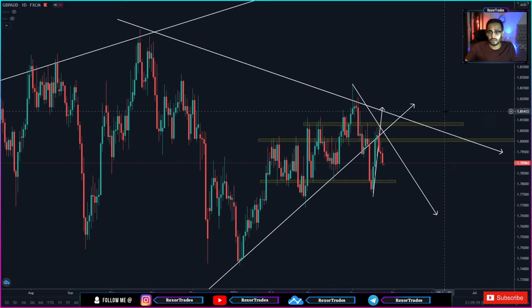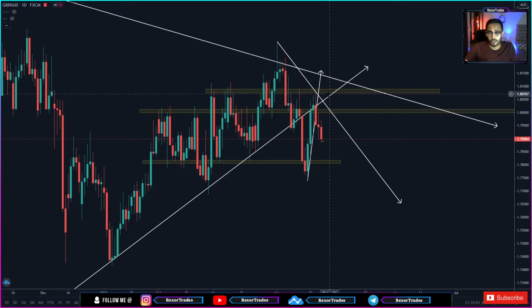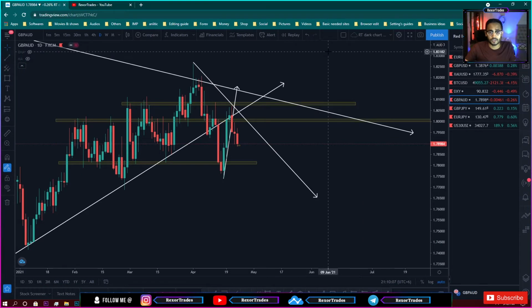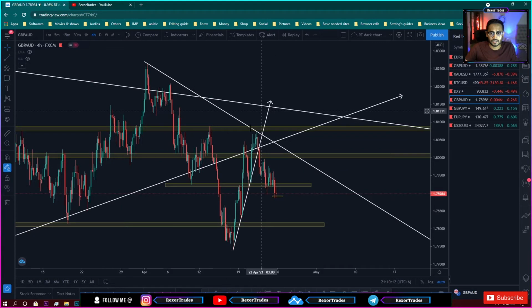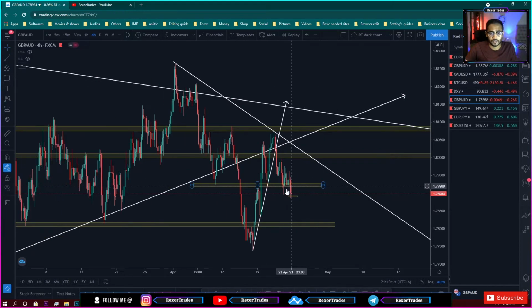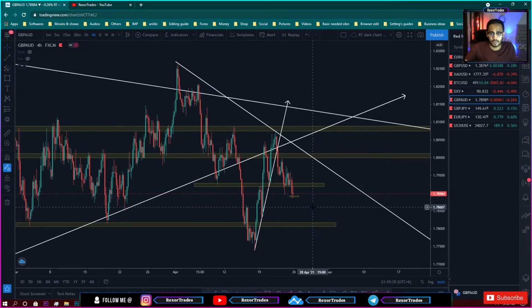So that's what GBPAUD actually did, and it retested this zone over here and is on its way to go down right now with bearish momentum. But before doing that, let's go to a shorter time frame like a 4-hour time frame. We can see after retesting this zone on its way down, GBPAUD is retesting this important zone over here. So GBPAUD might make some pullback towards this zone after retesting this zone, and retest this trend line again, and then continue its move downwards towards this zone. Or it might not make any retest or pullbacks, and just continue moving downwards towards this zone over here.